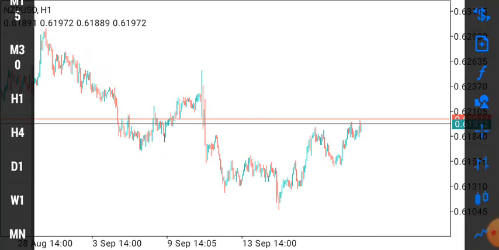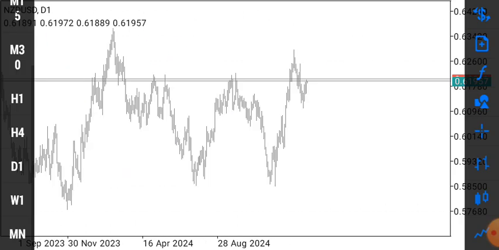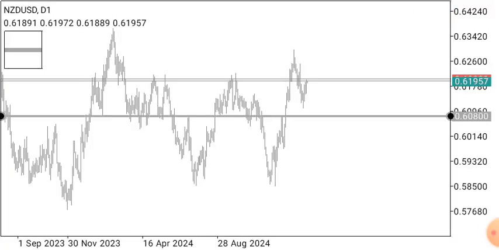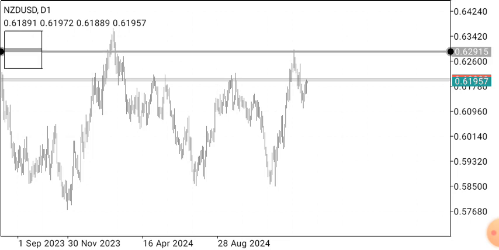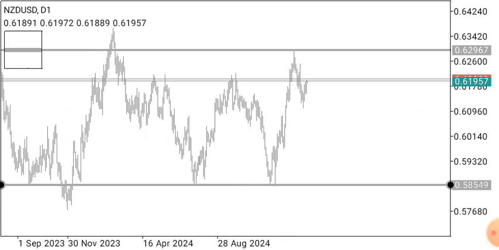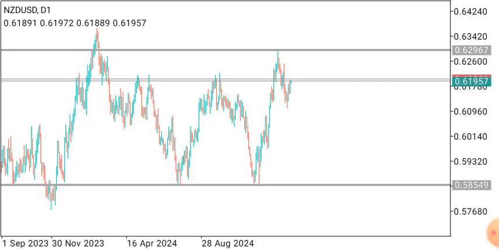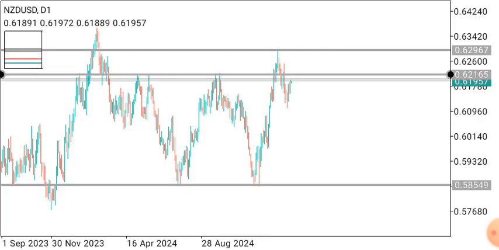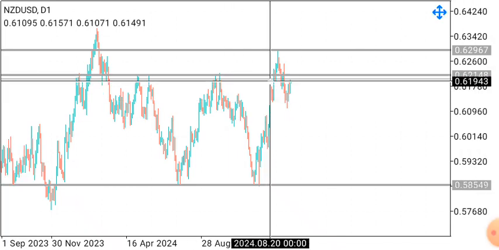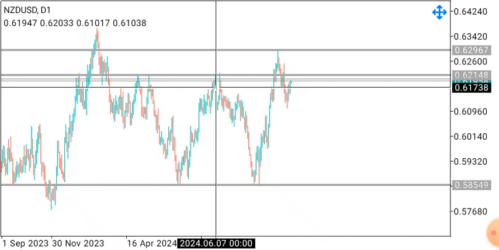NZDUSD has a positive correlation with AUDUSD. So let's go on a daily to mark out those highs and lows. This is our previous high. The market failed to shoot above that area, and the market shot straight to the downside after it touched that high. Let's also mark out this area here, because I can see that we had multiple touches around this area, and every time the market tapped into that level, it went down. It has been a strong resistance over there.